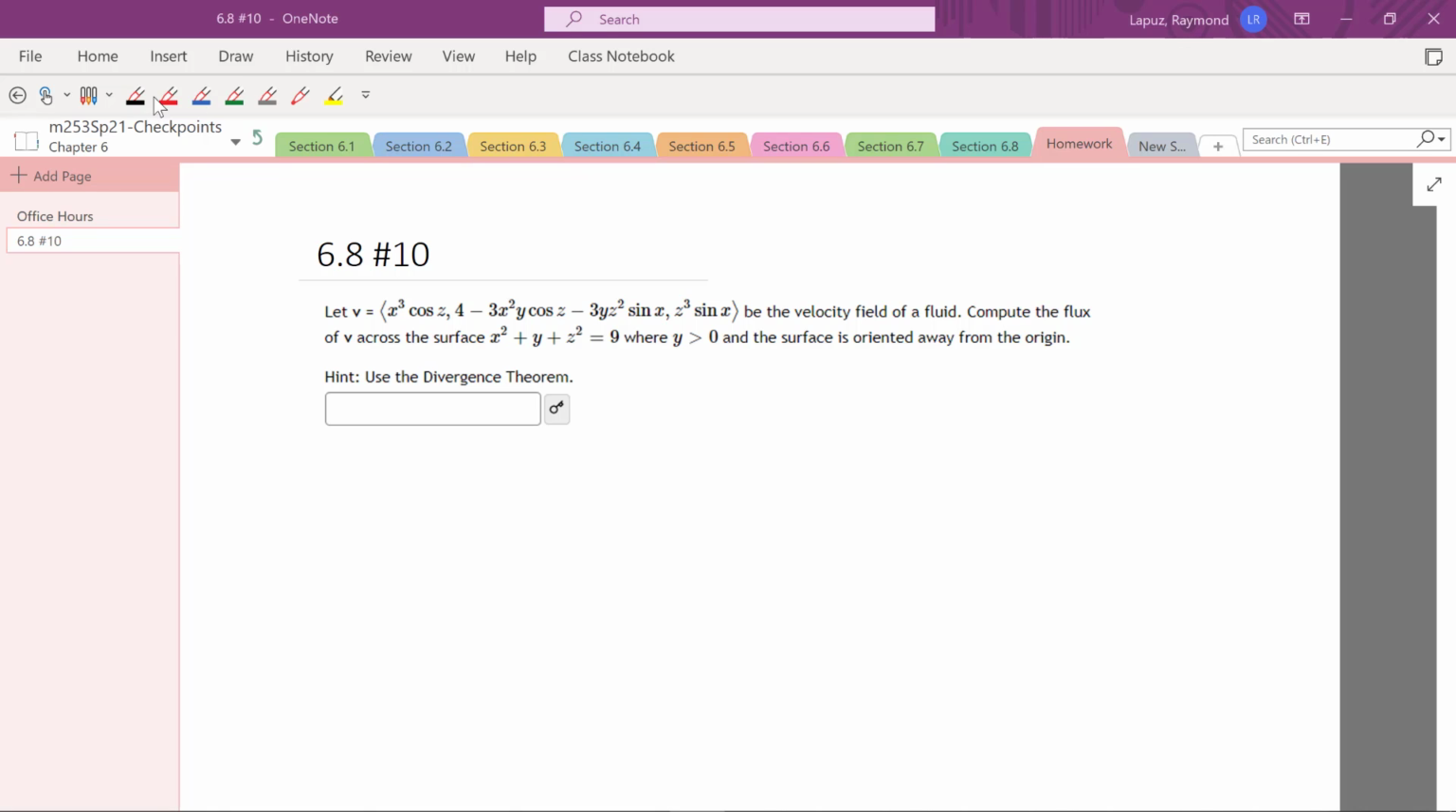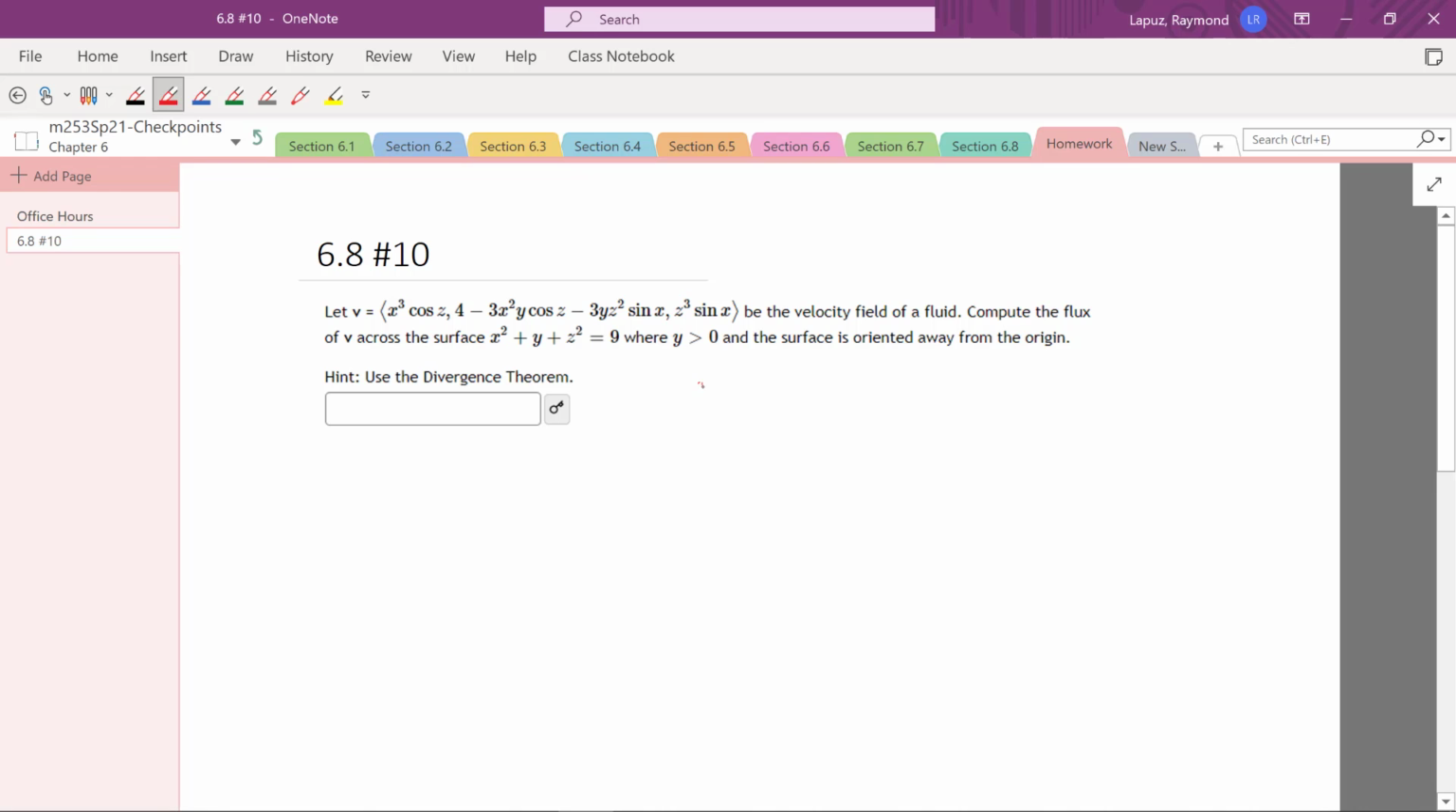Hello, let's do a homework problem from section 6.8. This is problem number 10. Here we have a vector field, the velocity field of a fluid that's given by V, and they want us to compute the flux of V across the surface, and we can call it surface S.